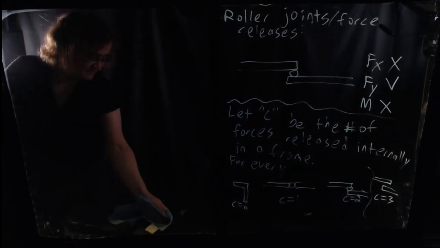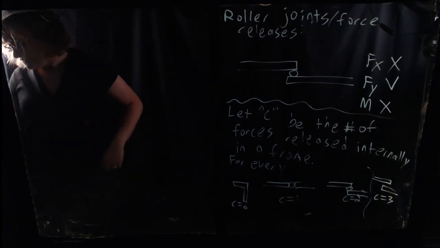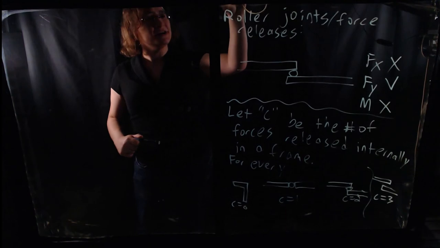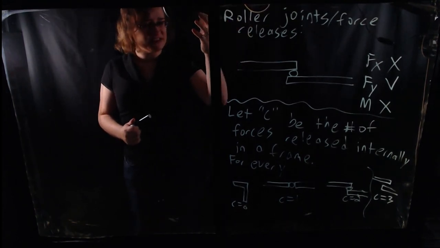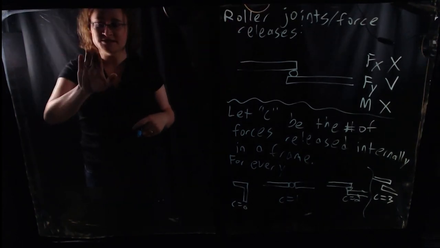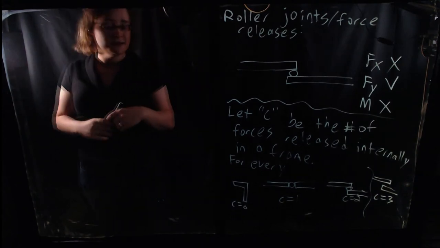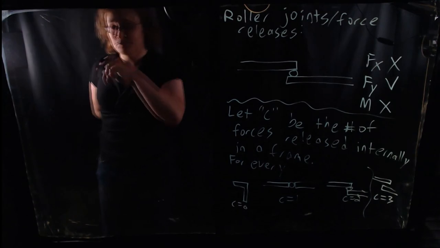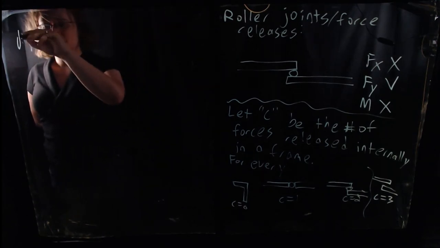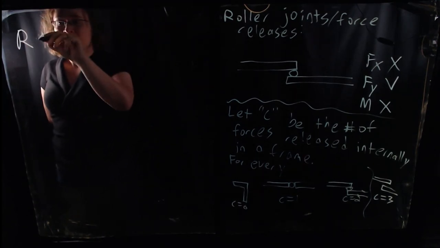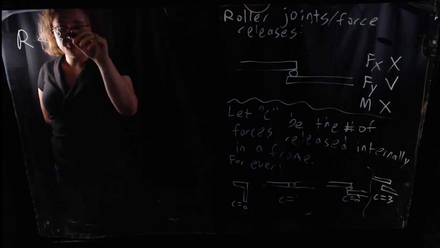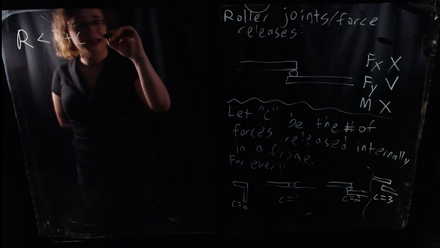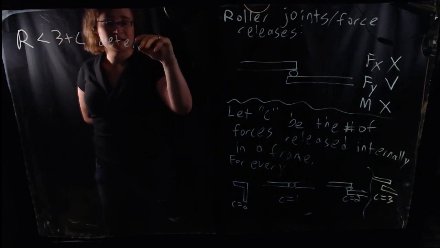Let's see what this looks like mathematically in terms of determinacy and stability. Now, these equations are going to look very familiar because we just looked at these. These are expanded versions of the previous equations that work for single rigid bodies, but expanding them to work with multiple rigid bodies joined together in a frame. So instead of previously we had R is less than 3, here we have R is less than 3 plus C.